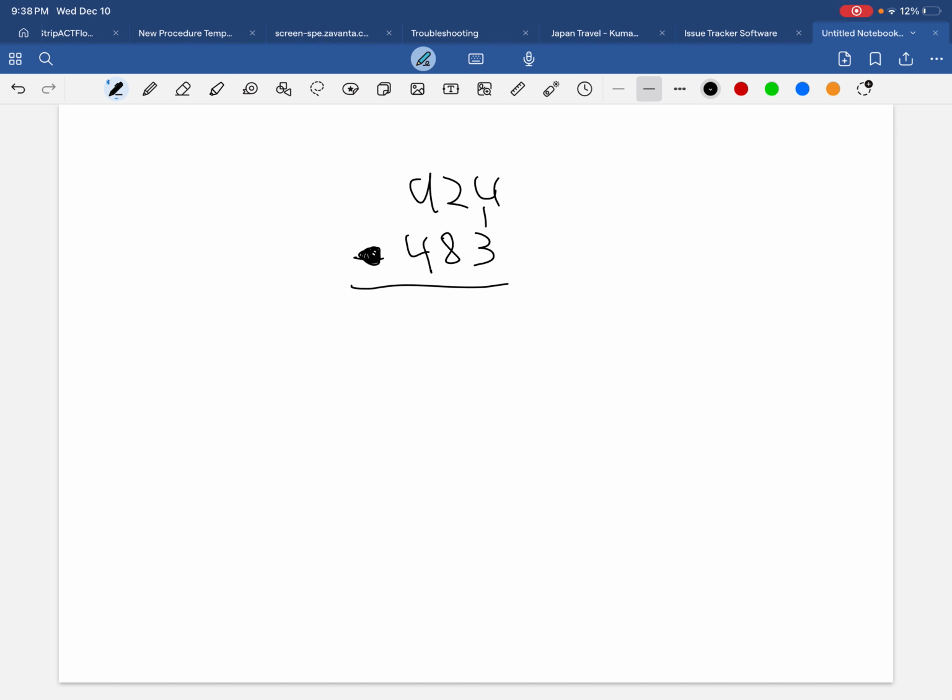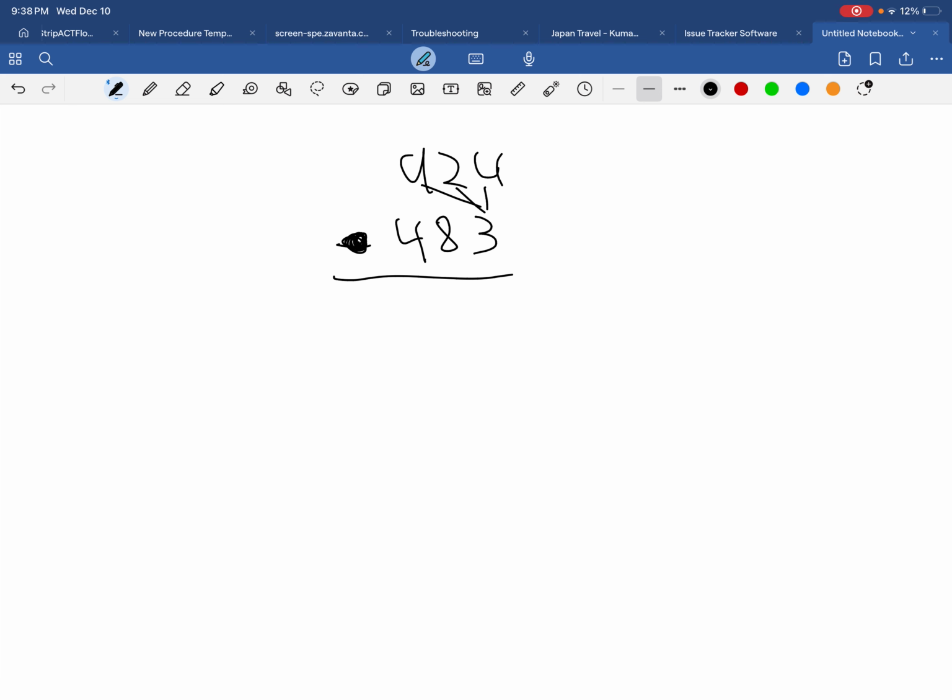We take the 4 times the 3, 2 times the 3, 9 times the 3. Then we do the 4 times the 8, 2 times the 8, 9 times the 8, and we go to 400 as well, 400 times 4, times 20, times 900. Look at all these operations.